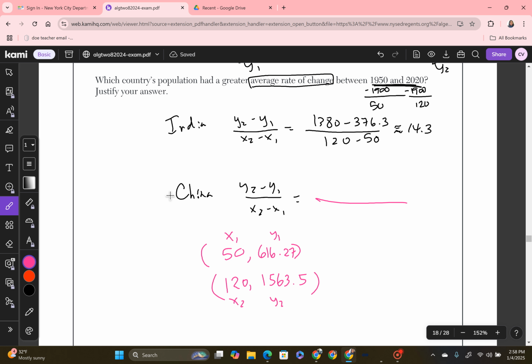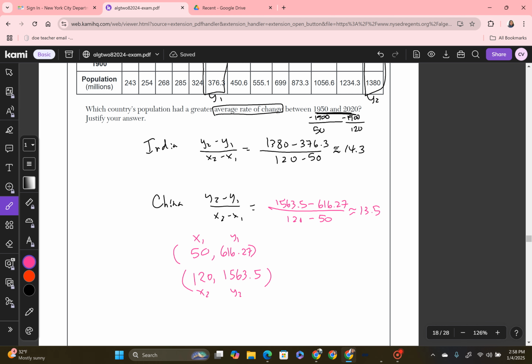put these numbers in, right? So 1563.5, and again, if you want to get more exact, minus 16.27 all over 120 minus 50. And if you were to put this into the calculator, you would get about 13.5. Now let's answer the question.